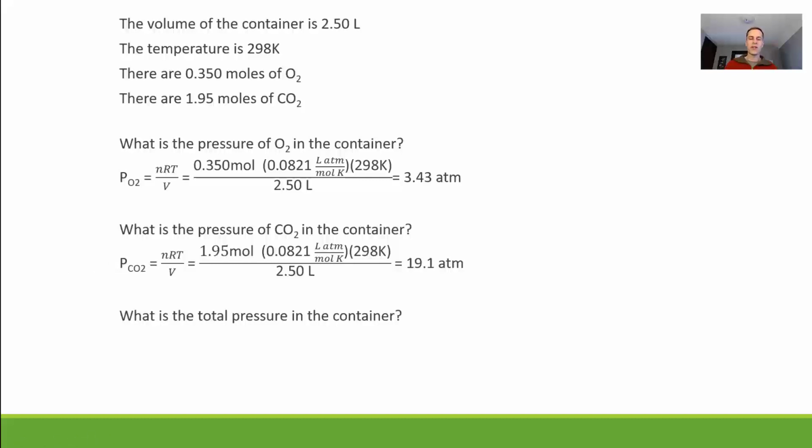We might then also be curious, well, what's the total pressure? And so the easy answer is, well, let's just add those two things up. The total pressure is going to be the pressure of the oxygen plus the pressure of the CO2. That's going to give us 22.5 atmospheres.